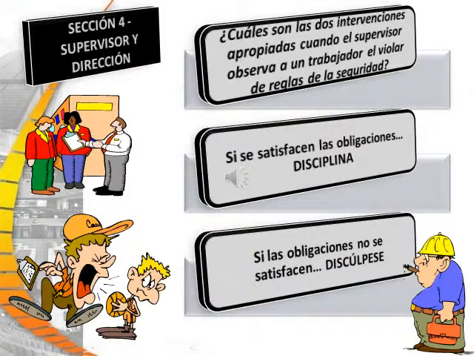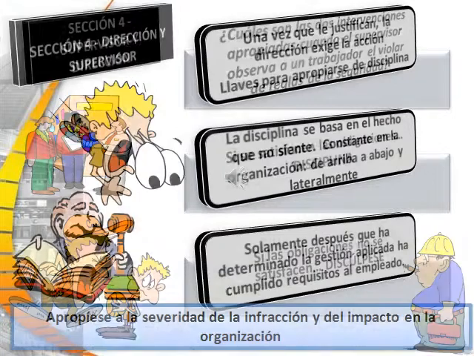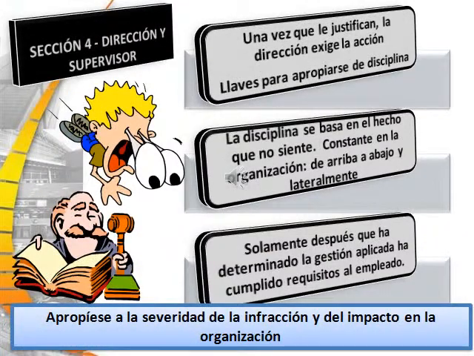What are the 2 appropriate interventions when the supervisor observes a worker violating safety rules? If obligations are fulfilled, then discipline. If obligations are not fulfilled, then apologize. Once you're justified, leadership demands action.